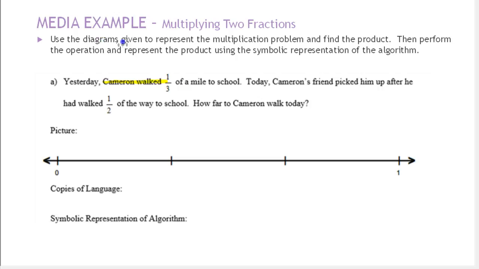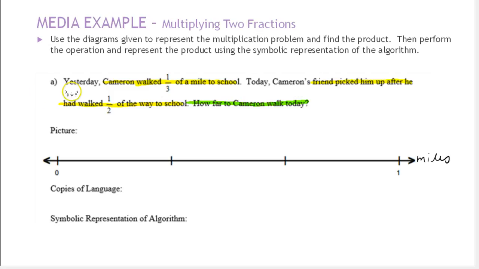Yesterday, Cameron walked a third of a mile to school. Today, Cameron's friend picked him up after he had walked half of the way to school. And we want to know how far did Cameron walk today. So notice that we're measuring this in miles. That's our unit, so we're going to label that.